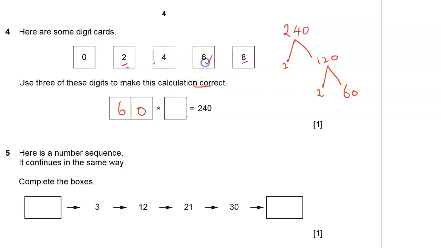Therefore, we have used that and we have used that. So what digit do we need to multiply 60 by to get 240? You can see 2 times 2 gives us 4, and therefore we have our digit card 4 there. And 4 multiplied by 60 gives us 240. Therefore, we need 6, 0, and 4 digit cards to make the calculation correct.